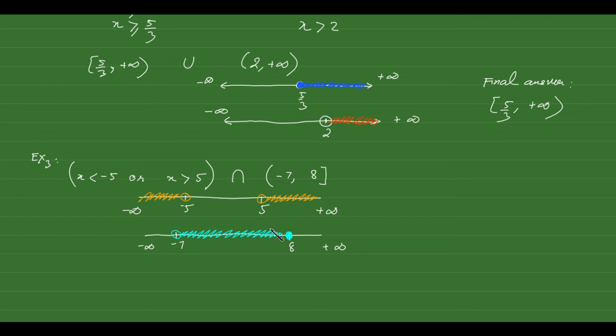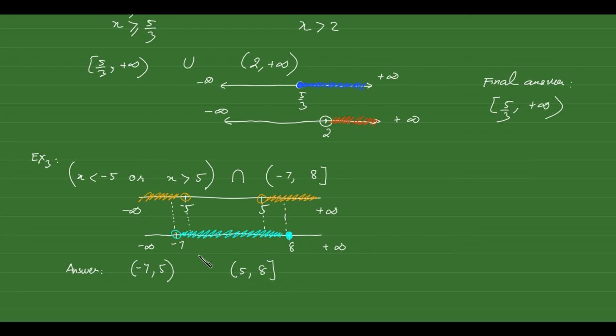So you want to find the intersection. It means that you want to find where the yellow and the blue overlap each other. This is where it's overlapping, and here and here. So it means you have two parts overlapping, not just one part. So the final answer will be -7, not included, to -5, not included. And you have another one, which is 5 to 8.